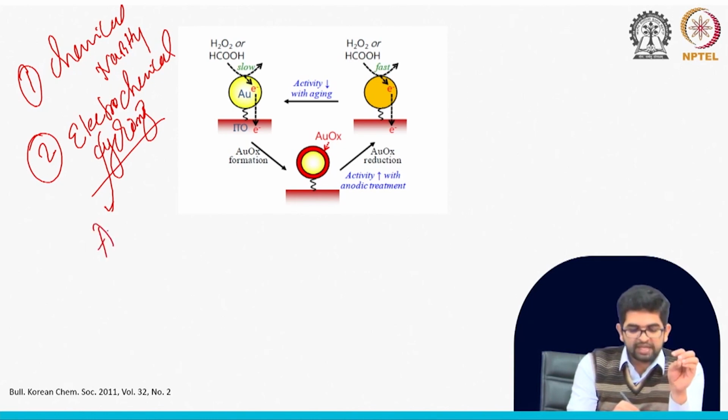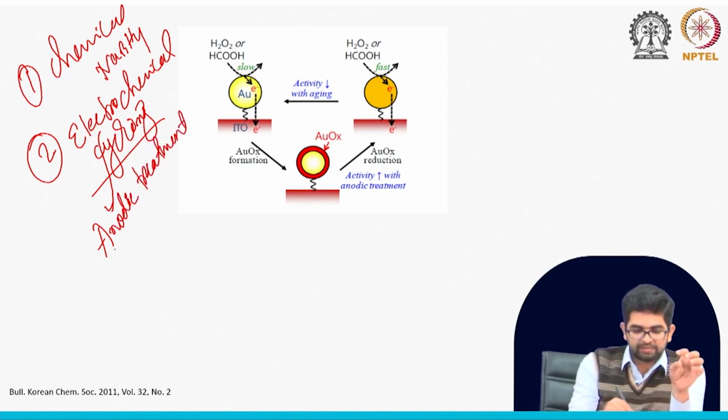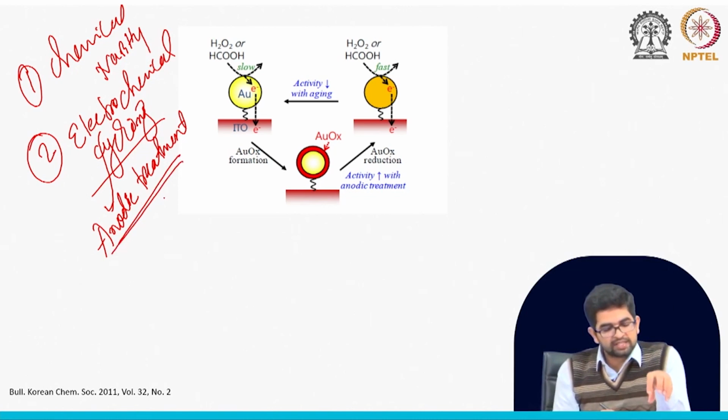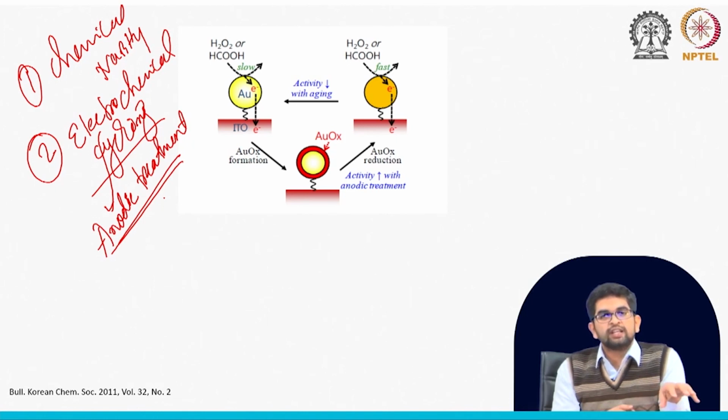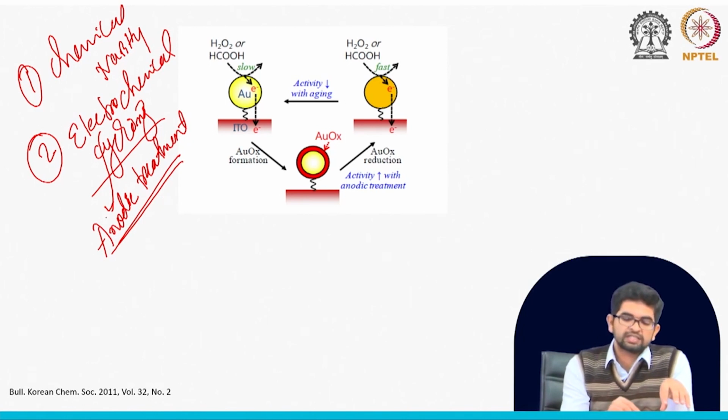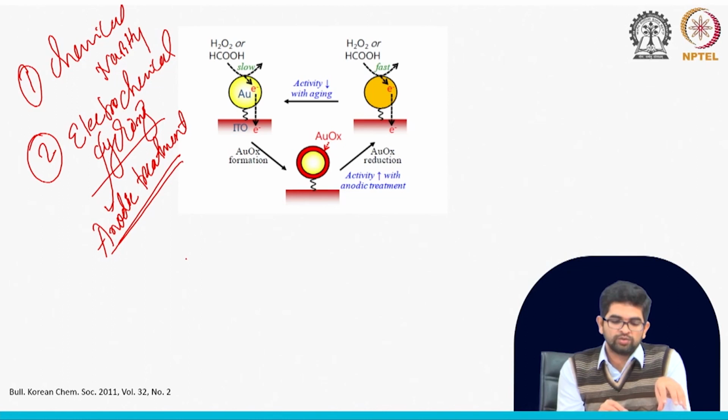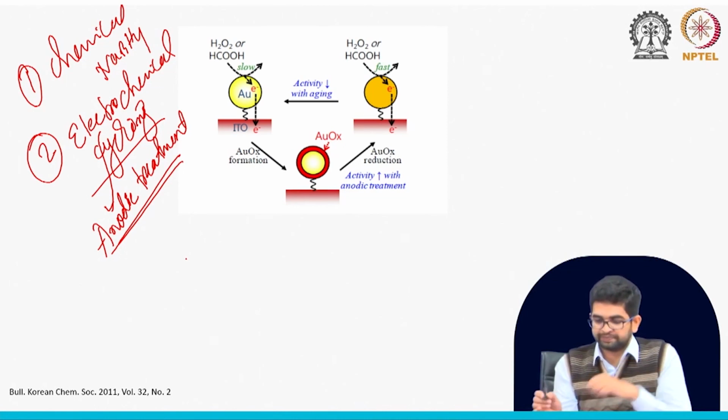One very important method is the anodic treatment. I will come to this treatment. You may call this a kind of pre-treatment. You don't need any kind of reducing agent, but this is just a potential cycling method we will try, and it can improve the activity.